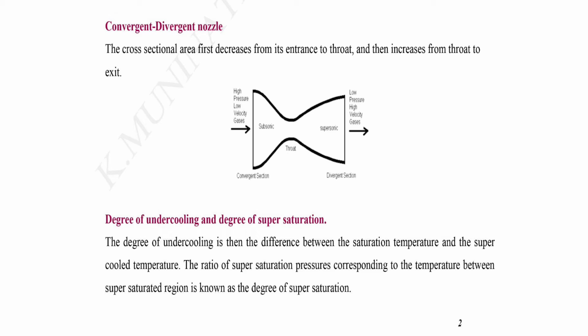Then the degree of undercooling and the degree of supersaturation. The degree of undercooling is the difference between the saturation temperature and the supercooled temperature. The ratio of supersaturation pressure corresponding to the temperature in the supersaturated region is known as the degree of supersaturation. This is the way the convergent-divergent nozzle works.